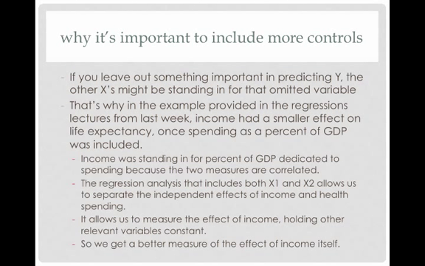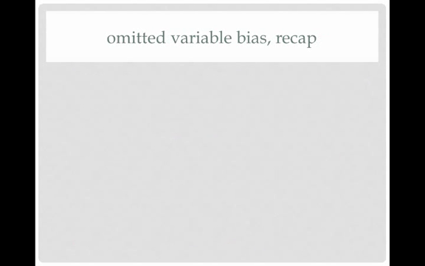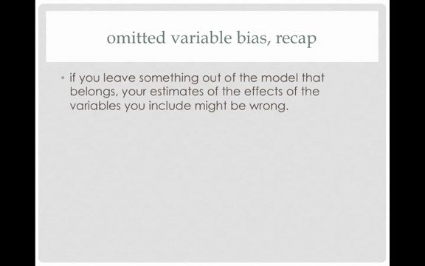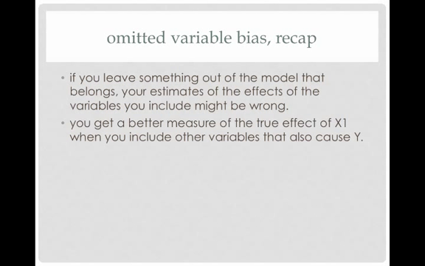You get a better measure of the effect of income itself when you're controlling for the other things that affect your y variable. So here's the recap. If you leave something out of the model that belongs, your estimates of the effects of the variables you include might be wrong. You get a better measure of the true effect of x1 when you include other variables that also cause y.